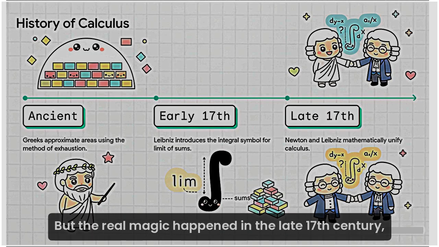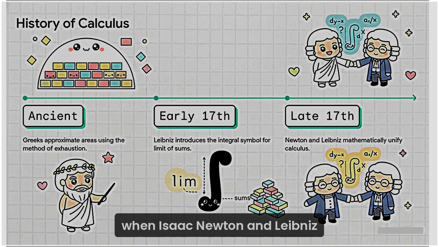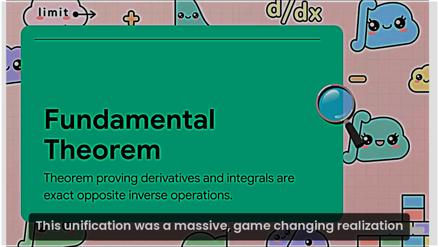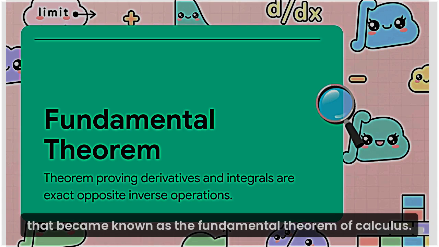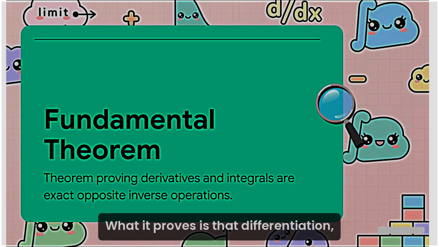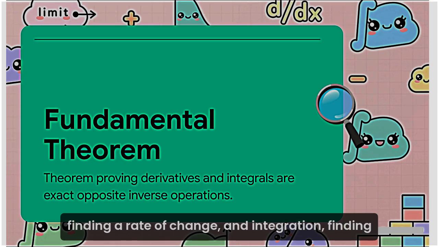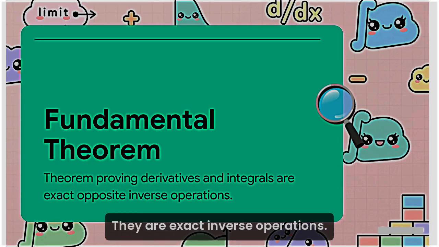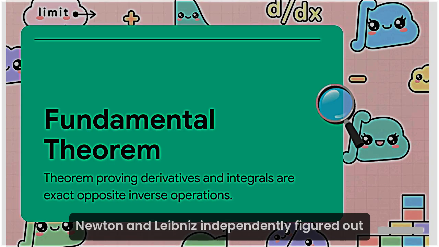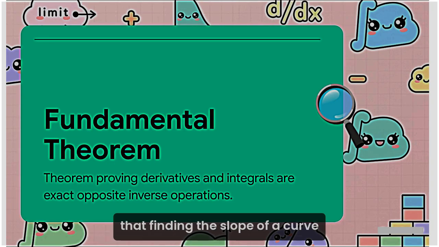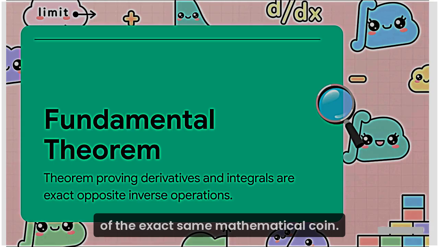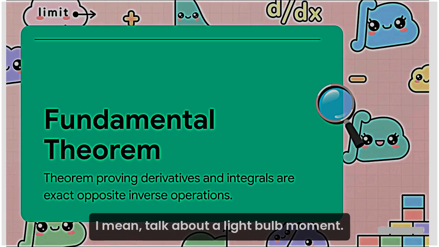But the real magic happened in the late 17th century, when Isaac Newton and Leibniz mathematically unified these concepts. This unification was a massive, game-changing realization that became known as the fundamental theorem of calculus. What it proves is that differentiation, finding a rate of change, and integration, finding total accumulation, aren't just two random separate tools. They are exact inverse operations. Newton and Leibniz independently figured out that finding the slope of a curve and finding the area under a curve are two sides of the exact same mathematical coin. I mean, talk about a light bulb moment.